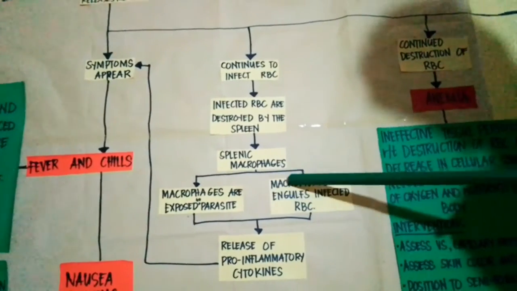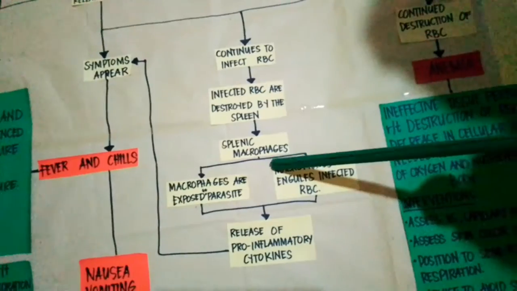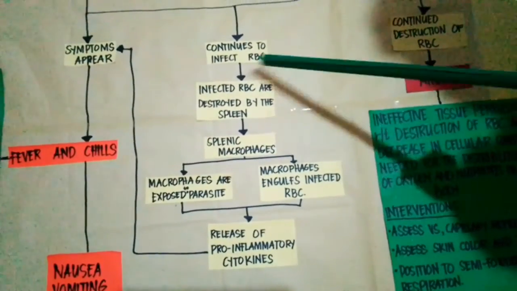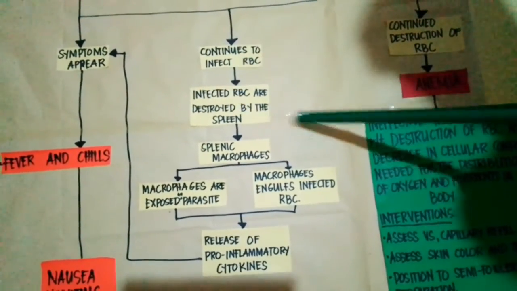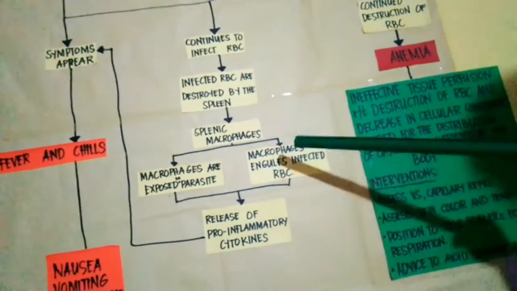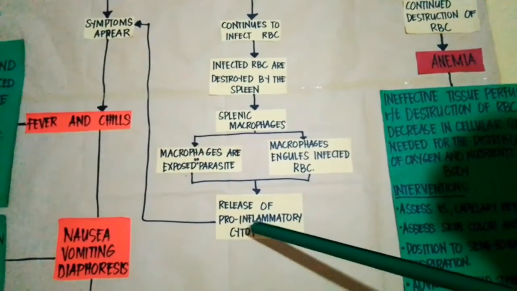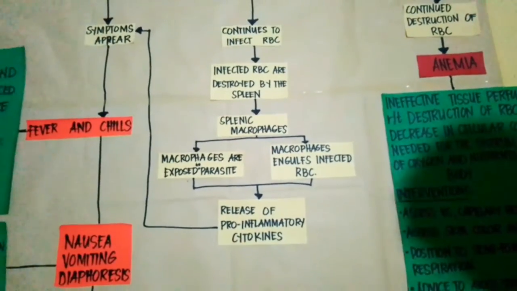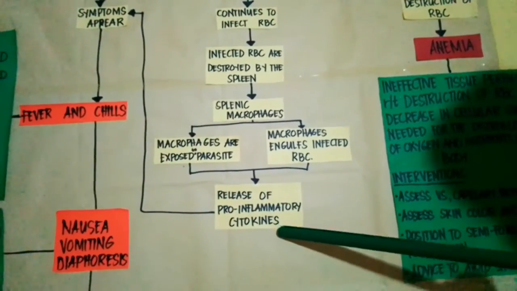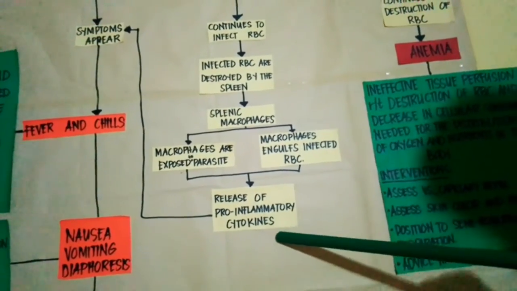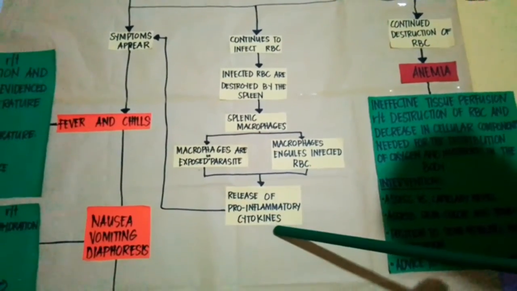Macrophages are a type of white blood cell that destroy or consume infected red blood cells, as well as other bacteria or pathogens. And then they cause the release of pro-inflammatory cytokines. When these cytokines are released, they are one of the signals of the inflammatory response in our body that can cause fever or chills.